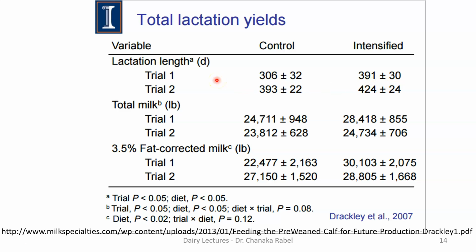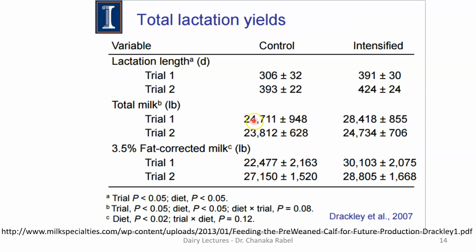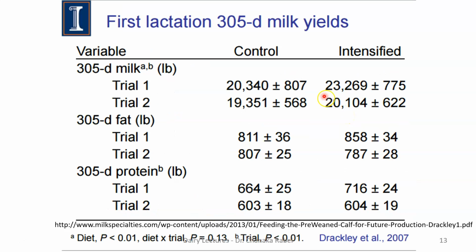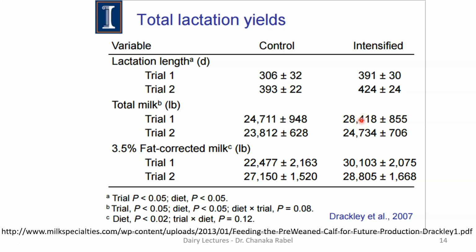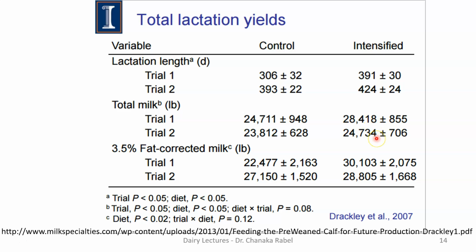So not only the 305-day milk, but even the actual milk produced. See, 305 milk is 23,000 and 20,000. Actual milk is 28,000 and 24,000 because they lactated a longer period, right? So this was the actual milk they gave during the lactation length. But when you correct it for 305 days, this is what they gave, 23,000 and 20,000 versus 28,000 and 24,000, right? So we'll talk about that more when we go into 305 2x ME.